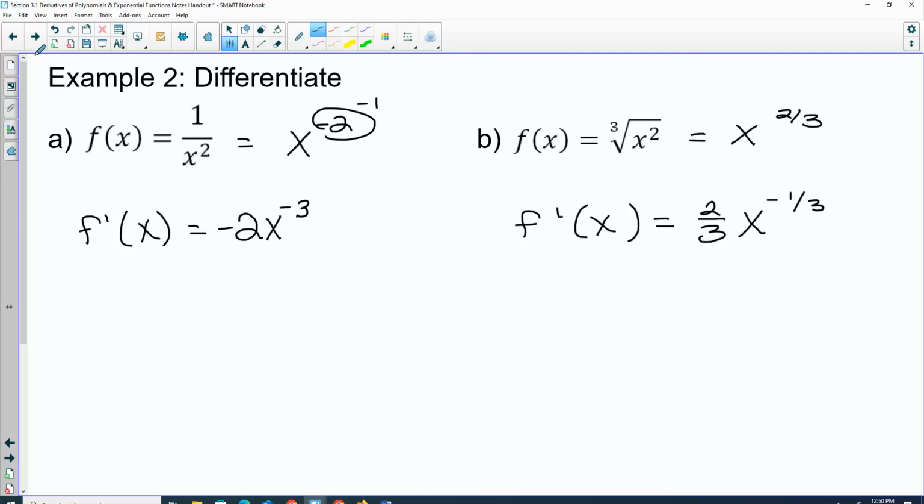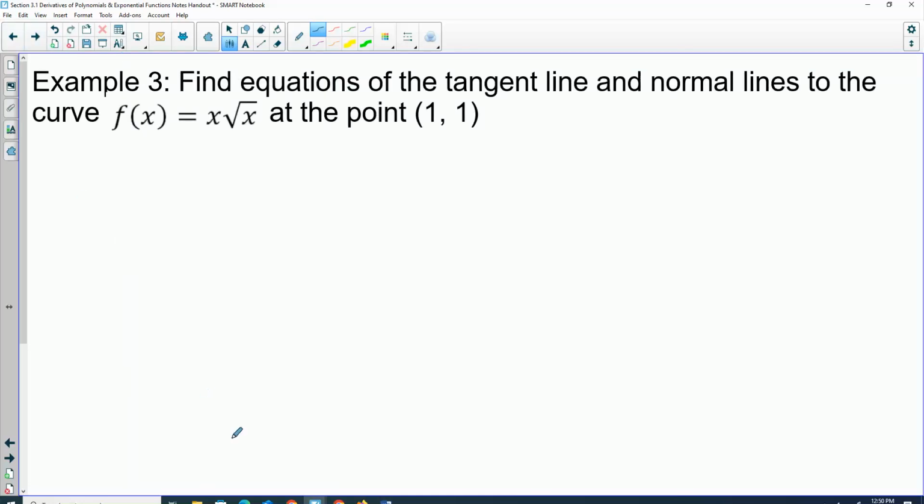Alright, let's look at a problem involving normal lines. So if I want the equations of the tangent and normal lines to the curve, f of x equals x square root of x at the point 1, 1. Okay, first of all, does my rule say anything about x's being multiplied together? No. If I want a tangent line, how do I find the slope of a tangent line?